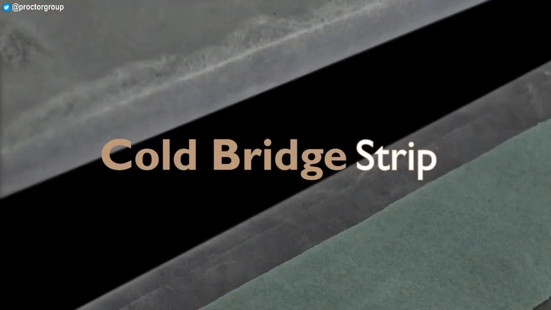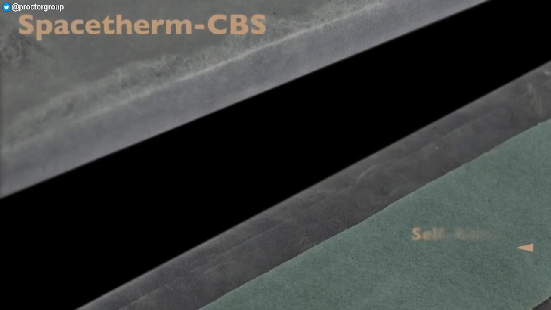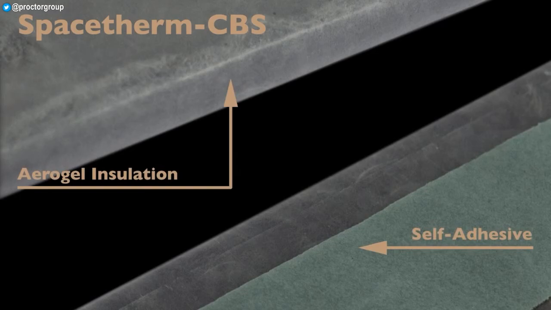SpaceTherm Cold Bridge Strip. Designed to prevent cold bridging through a component or element of a structure, SpaceTherm CBS consists of a SpaceTherm aerogel insulation encapsulated in polyethylene. SpaceTherm CBS is an ideal choice for timber or steel frame structures, and on request can be cut to a variety of widths to suit different applications. In addition to timber and steel structures, it can also be used in other applications where cold bridging is an issue.